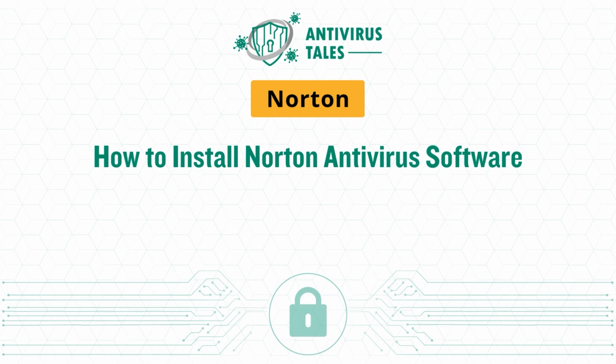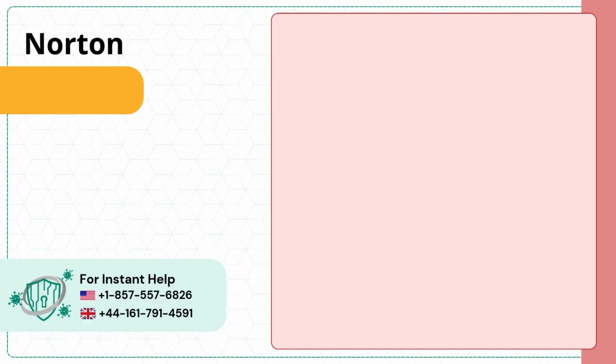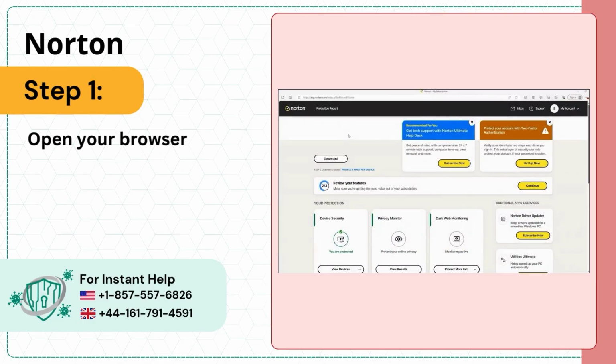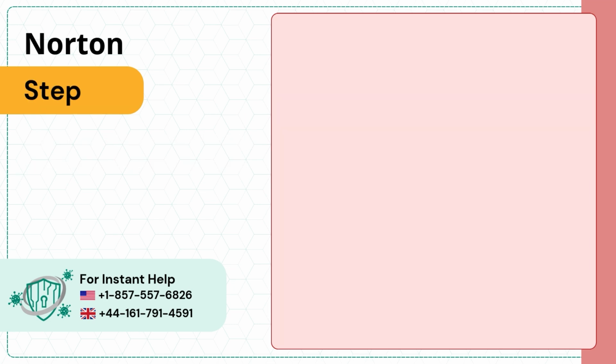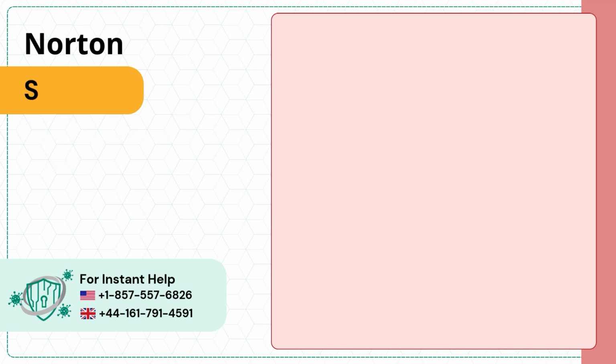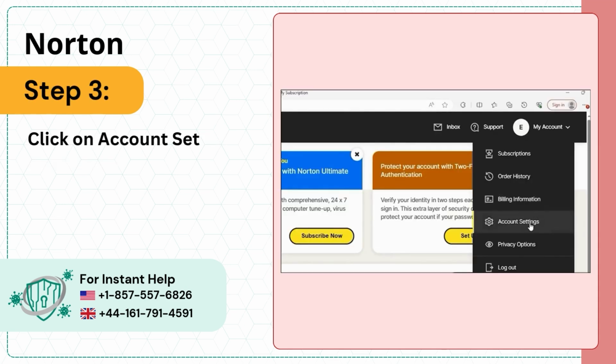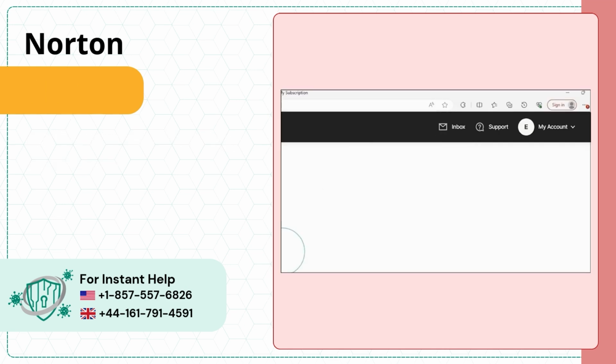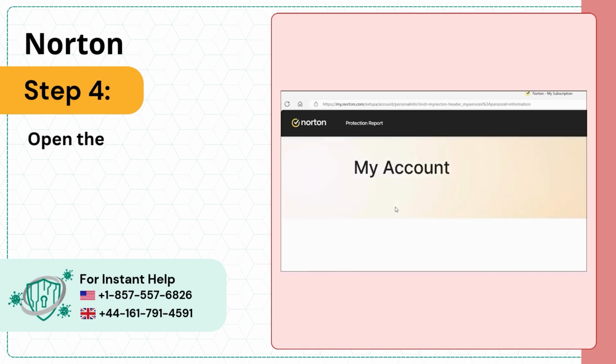How to install Norton Antivirus software. Step 1. Open your browser and log into your Norton account. Step 2. Click on the My Account drop-down. Step 3. Click on Account Settings. Step 4. Open the My Subscriptions tab.